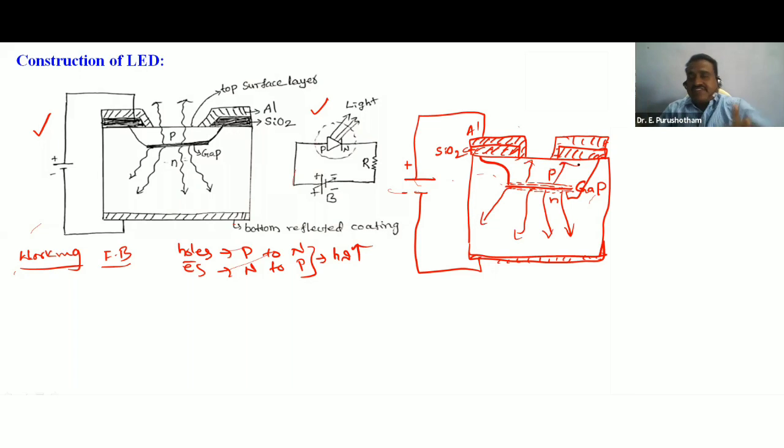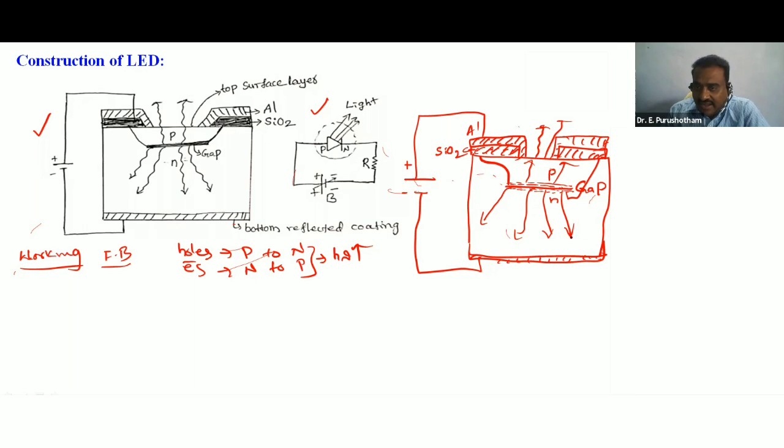The emitted radiation is incident inside the material box or glass box. These rays are incident and reflected. After some incidence and reflection, the light ray comes out from the top surface, escaping. This top surface is light emitting. This type of diode is called a light emitting diode.